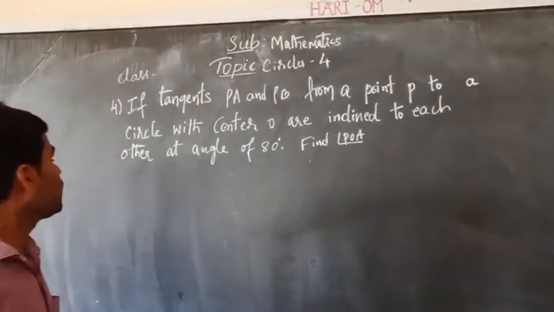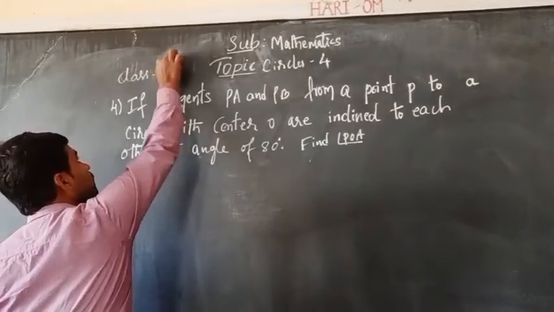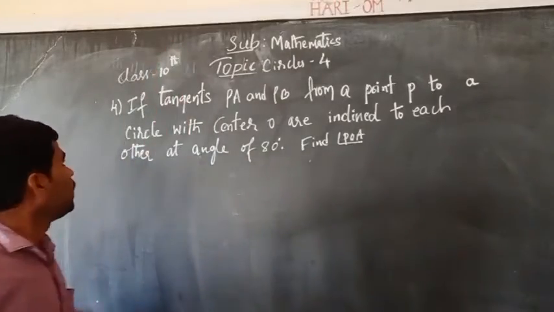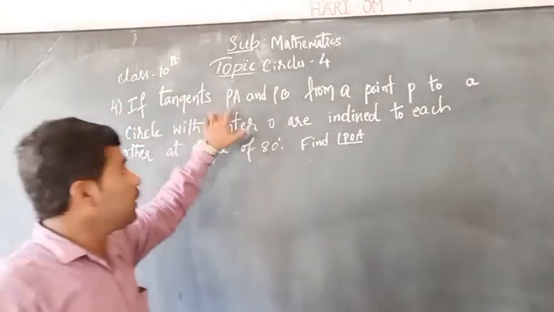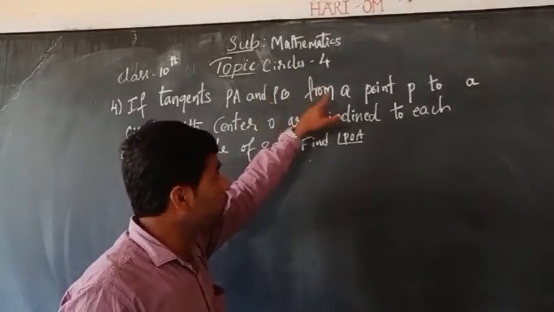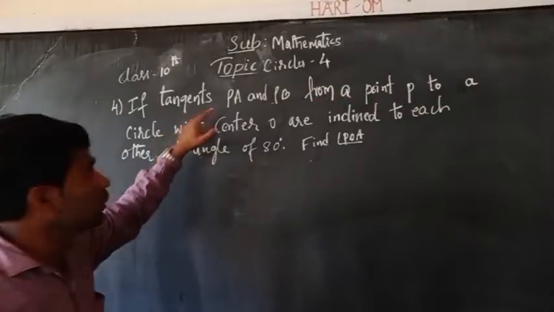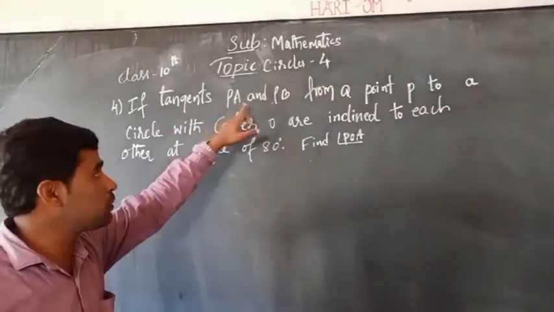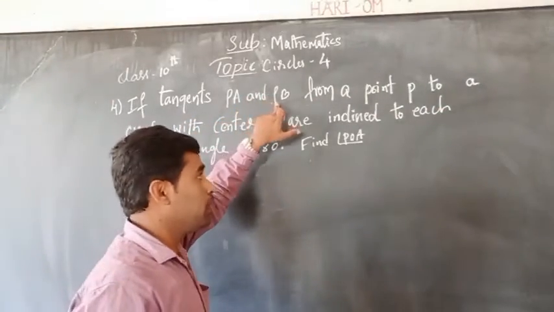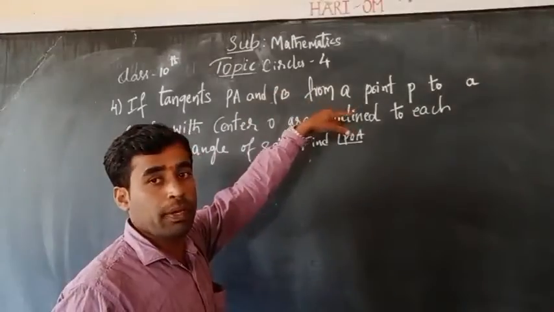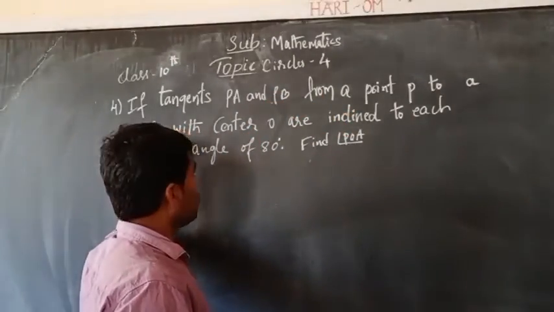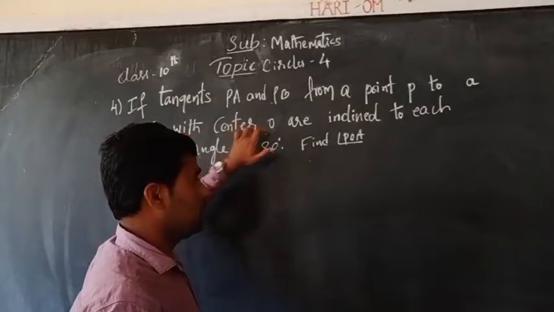Now we are going to discuss the fourth sum. If tangents PA and PB from a point P to a circle. Here we have the two tangents, one is PA and one PB, from the external point P to a circle with center O.